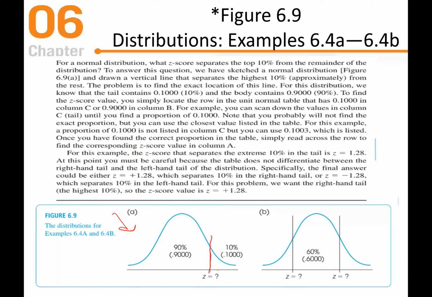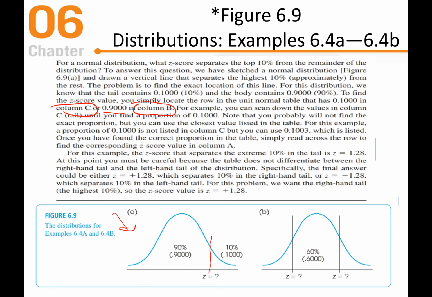The problem is to find the exact location of this line. For this distribution, we know that the tail contains 0.100 or 10%, and the body contains 0.900. So to find the z-score value, you simply locate the row in the unit normal table that has either 0.1000 in column C or has 0.900 in column B. For example, you can scan down the values in column C until you find a proportion of 0.100.